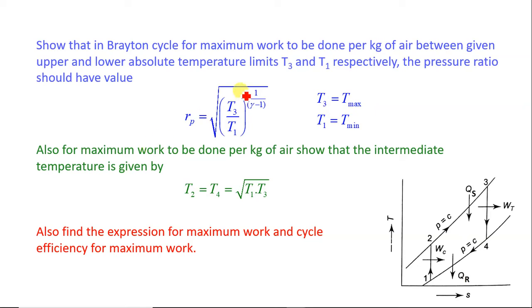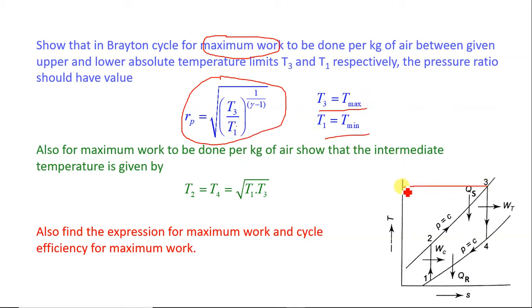Then as I told you before, there are certain derivations in the Brayton cycle, similar to the Otto cycle. So I'll give you the equations. We are not going into the details of the derivation. For maximum work for the Brayton cycle, this should be the pressure ratio Rp, where T3 is Tmax and T1 is Tmin. So T3 is the maximum temperature in the cycle, and T1 is the minimum temperature in the cycle. This Rp becomes the optimum pressure ratio. When Rp is optimum, work from the Brayton cycle is maximum.